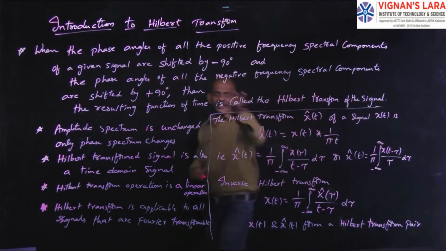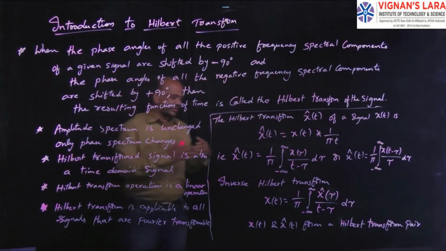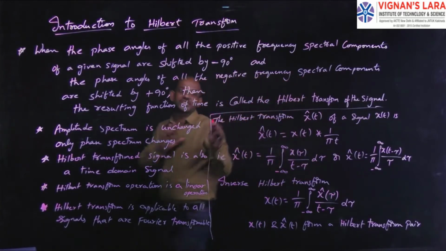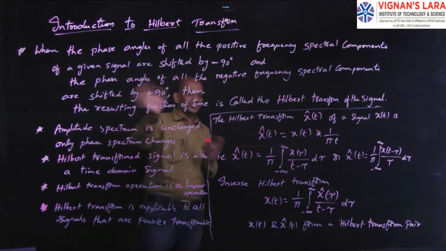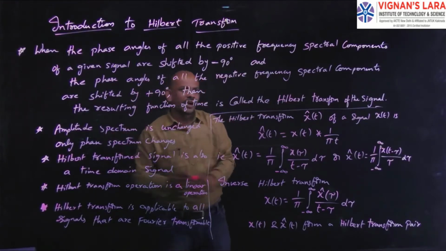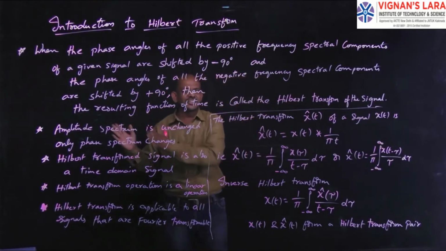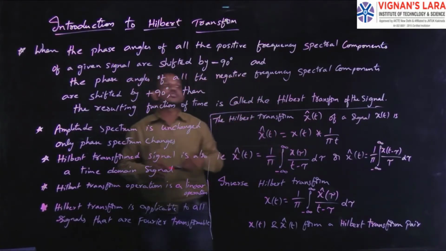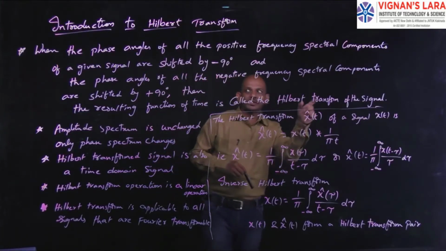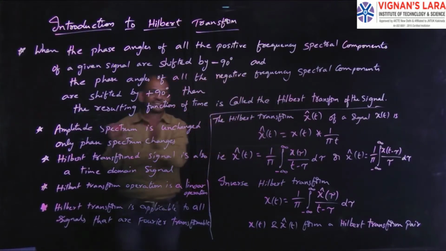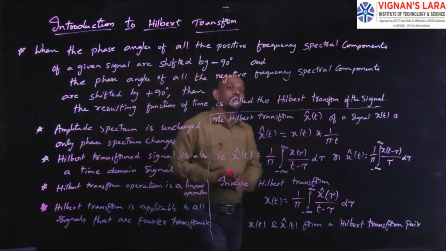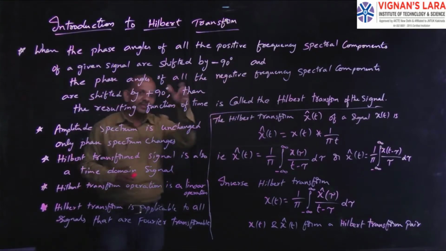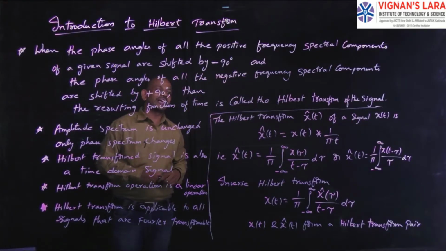So here there is no change in amplitude. While going for the Hilbert transform, there is no change in the amplitude spectrum; only the phase spectrum changes. That is, only the phase angles will change. The phase angles will shift by either plus 90 degrees or minus 90 degrees. When the phase angles of all the positive frequency spectral components of a given signal are shifted by minus 90 degrees, and the phase angles of all the negative frequency spectral components are shifted by plus 90 degrees, then the resulting function in time is called the Hilbert transform.